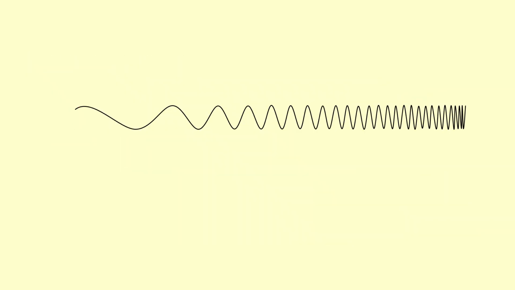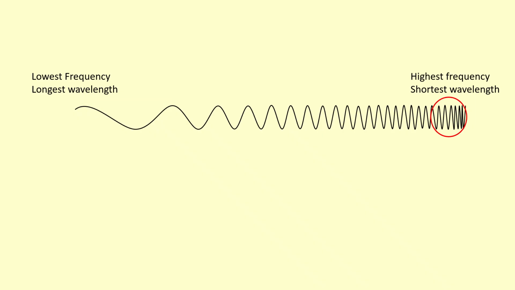Here are the different types of electromagnetic waves in one diagram. On the left, we've got the longest wavelength, and on the right, we've got the shortest wavelength. Long wavelength also means low frequency, while short wavelength means high frequency. High frequency basically means there are lots of waves in one unit of time, in one second.